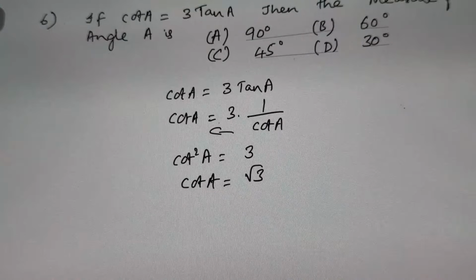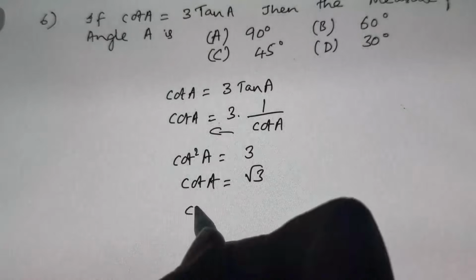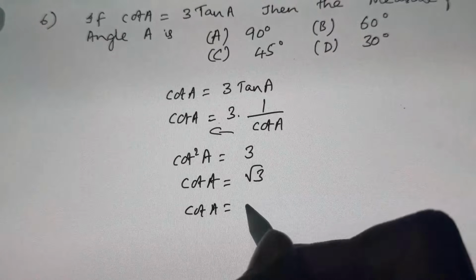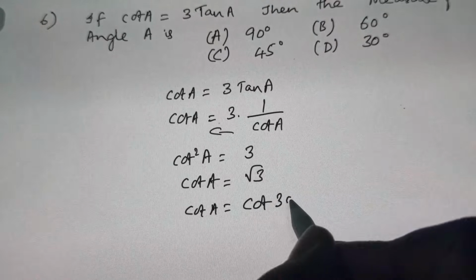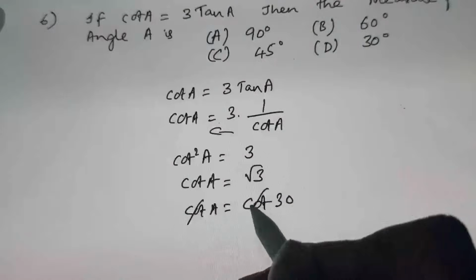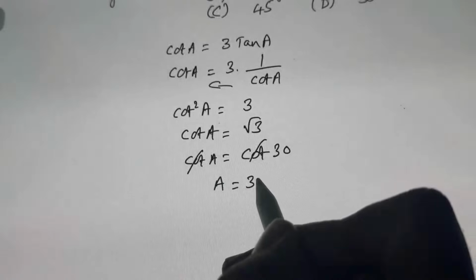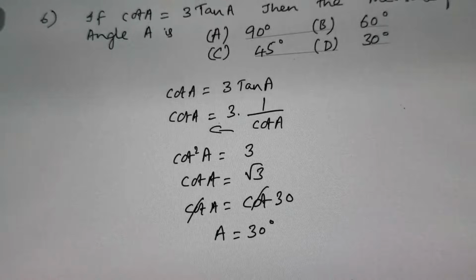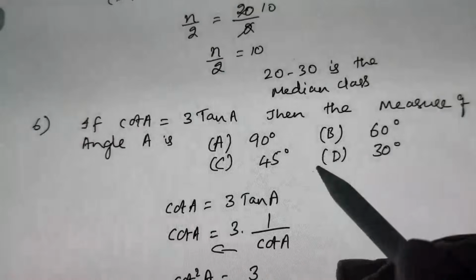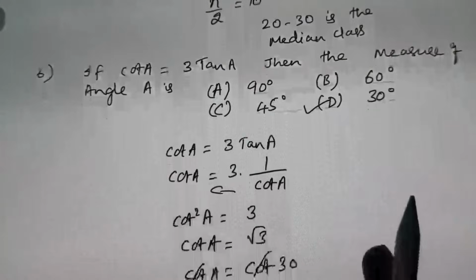Now you have to find out the angle related to root 3. Yes, we know that cot A is equal to root 3 for the angle 30, that is cot 30. Cot 30 is root 3. Therefore, cot gets cancelled on both the sides, and the angle A is 30 degrees. So in the given values A, B, C and D, we can see D is the right answer. You have to tick D.